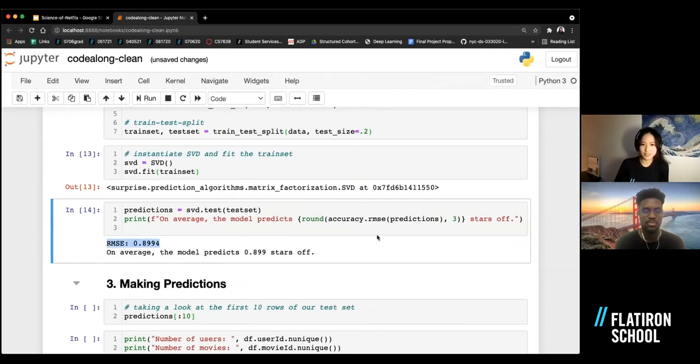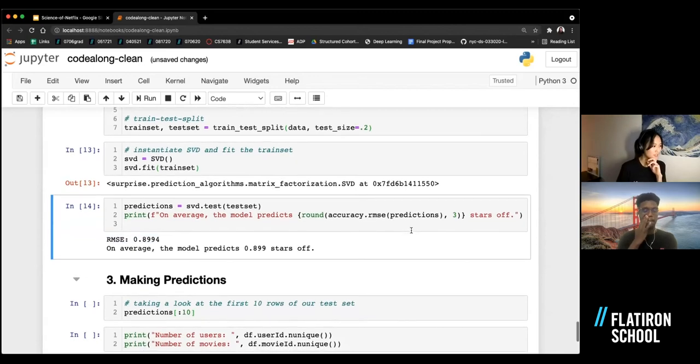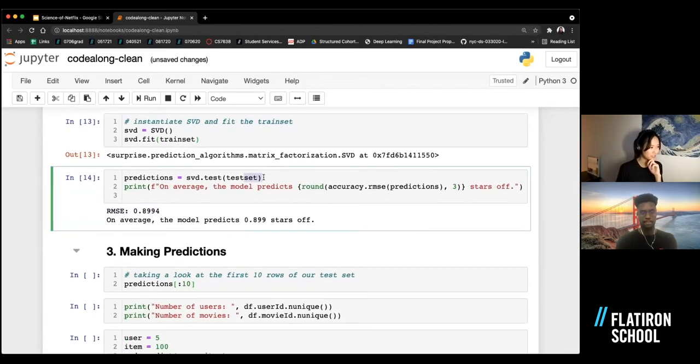This prints out our RMSE, and this RMSE stands for, on our test set, those 20% of values that the model did not see. When we made a prediction on the test set using the information about the 80% that the model knew, on average, it was 0.89 stars off. So 0.9 stars off, which I think is pretty good, especially for the fact that we only trained this for not like 5 seconds. So let's take a look and see what we have here.